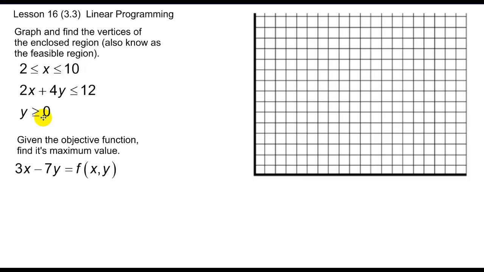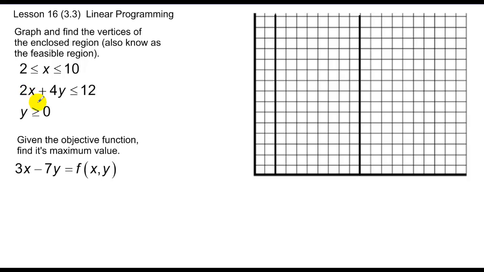So if I want to graph x is greater than 2 but less than 10, that's actually two lines. And we know they're vertical, so I'll start at 2, draw a line straight down, and then count over to 10: 4, 5, 6, 7, 8, 9, 10, draw a line straight down here. Great.